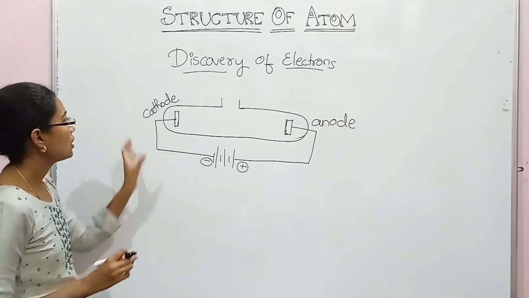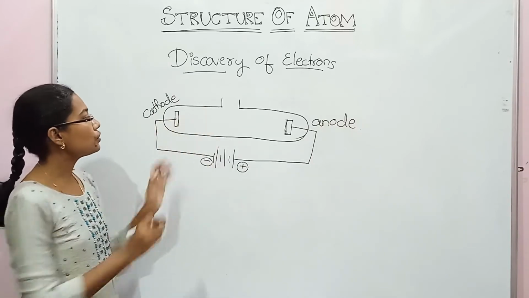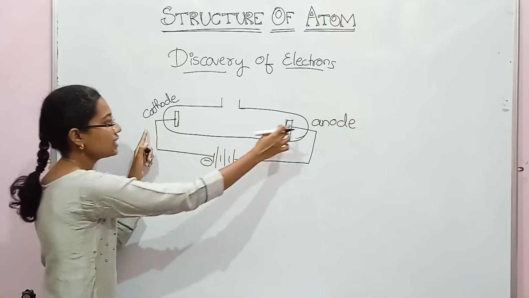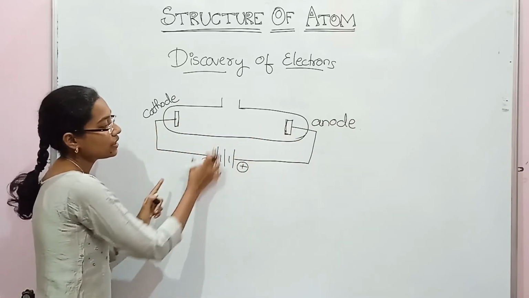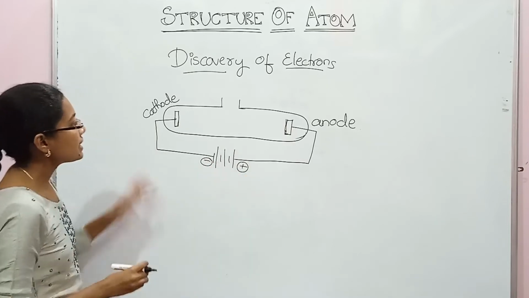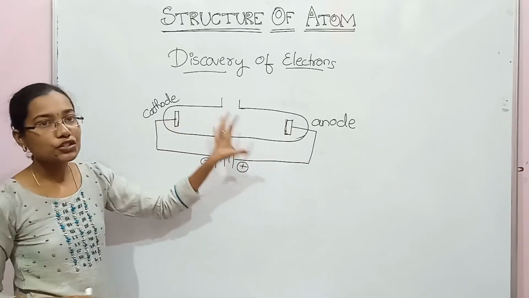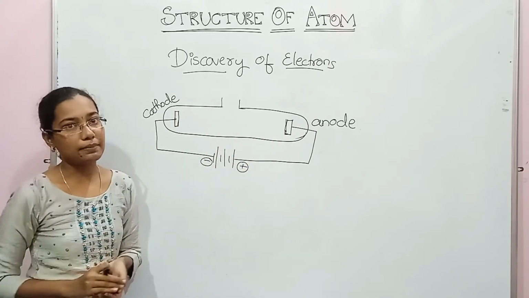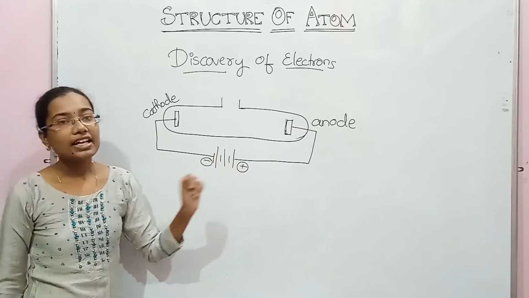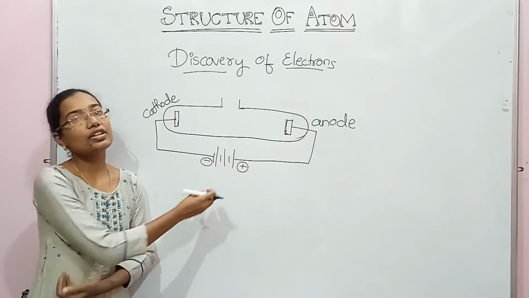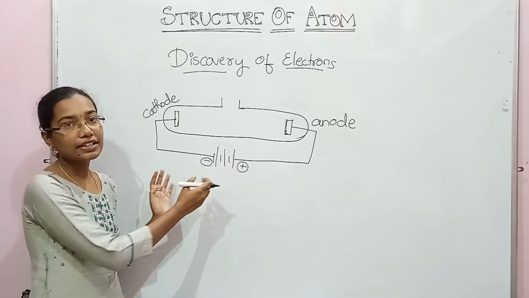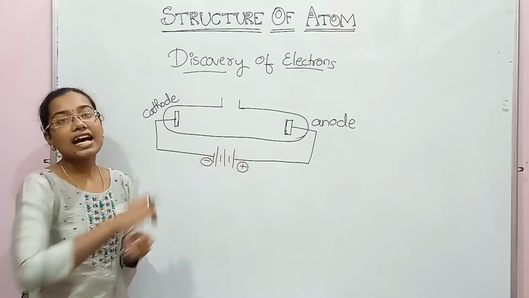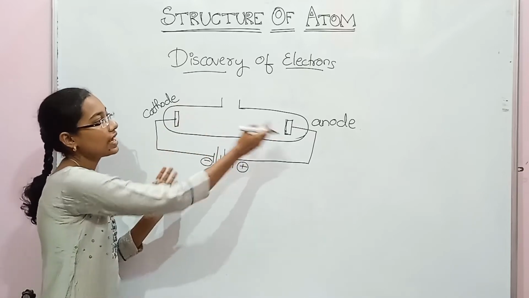Now we have two plates, two electrodes. These metal plates are called electrodes, and they are connected to the battery. This is the cathode ray discharge tube, the initial setup of the experiment. In this, he applied voltage, and when he applied the voltage, the electrons, or the particles, started moving from cathode to anode.